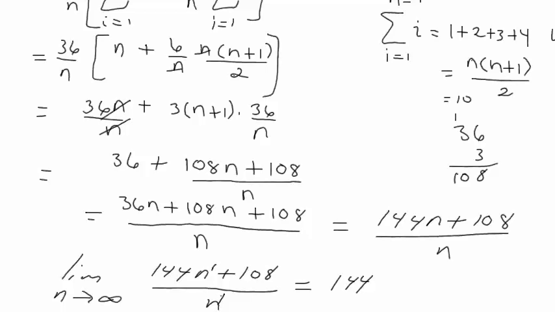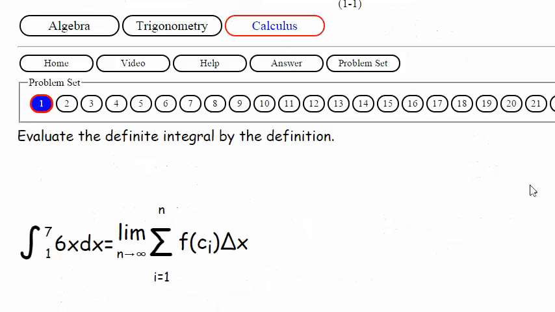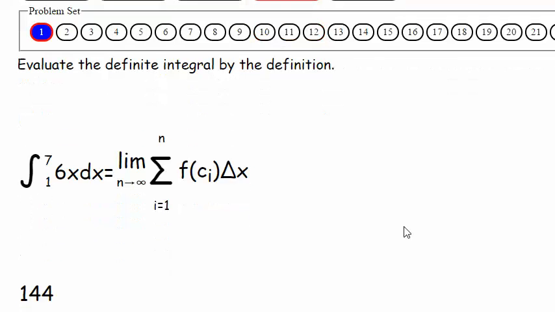Where are we at? So the actual integral itself, let's go ahead and go back to the main page. Let's go ahead and hit answer. Ooh, there it is. All right, 144. So this piece right here is equal to 144. But of course it's also equal to that.